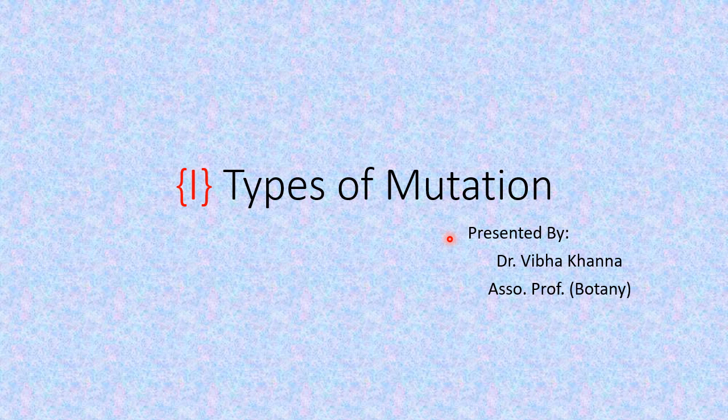Mutations are basically the inheritable sudden changes in the genetic material. And we all know that the genetic material is mostly the DNA, that is a polynucleotide sequence, or in the case of viruses, it may be RNA, that is polyribonucleotide sequences.